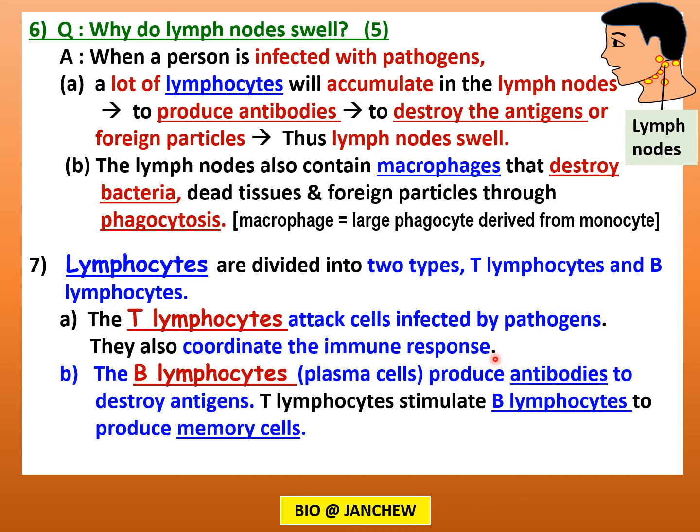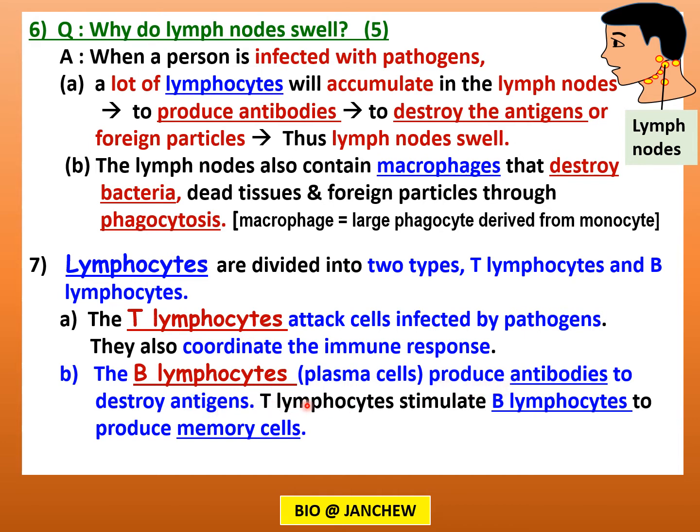So which cell produces the antibodies? It's the B lymphocytes, which are also called the plasma cells. Now these produce antibodies to destroy antigens. Now think of the word antibody, B here. So the B lymphocytes are the ones that produce the antibodies, not the T lymphocytes. So B lymphocytes produce antibodies to destroy antigens.